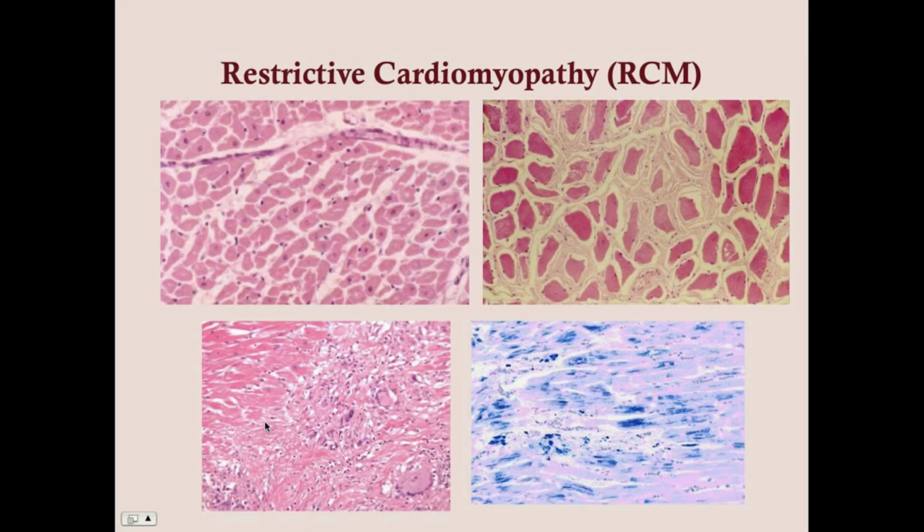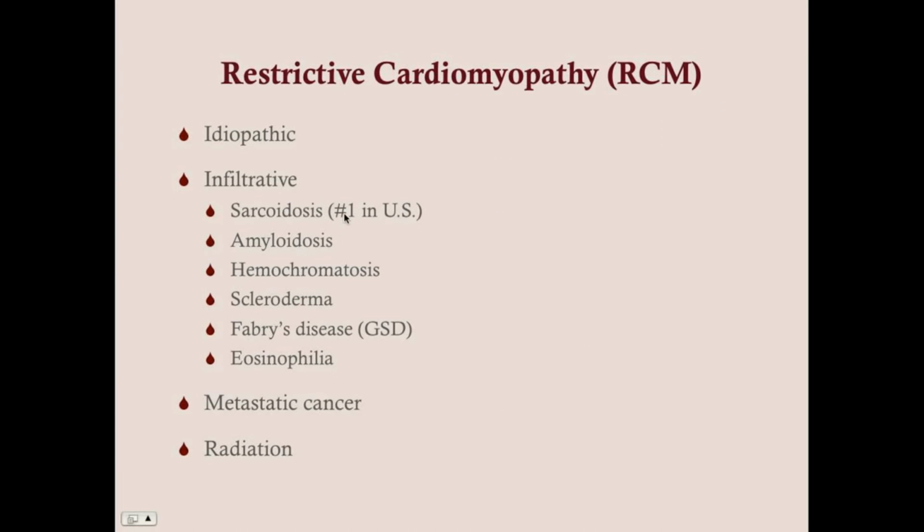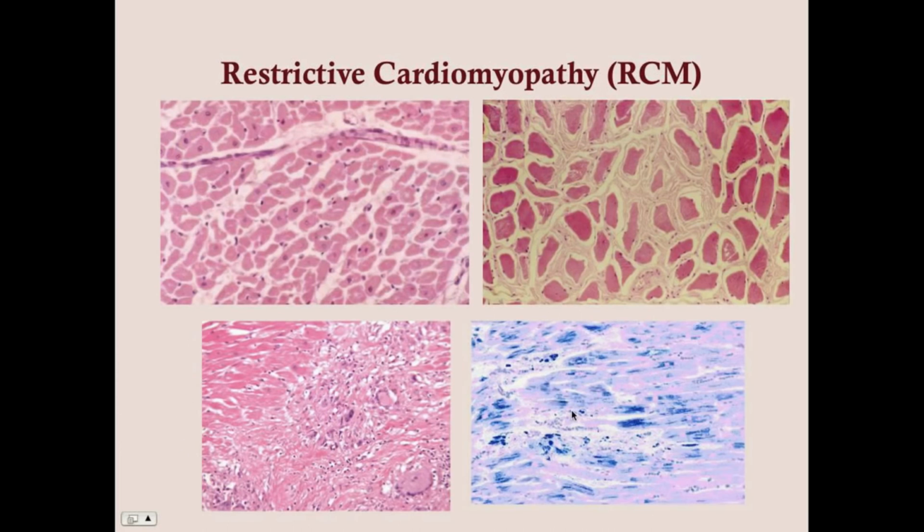How about here? So here we should just see nice, smooth heart cells here. Like right up here, it should be like this, but it should be everywhere across the entire slide. But look at what we've got here. Do you see anything that stands out? Right here. This is a granuloma. And so this is sarcoidosis, the #1 cause in the U.S. Now this is a Prussian blue stain, and you can imagine why we would be doing a Prussian blue stain.